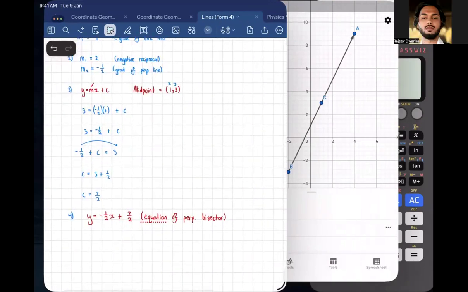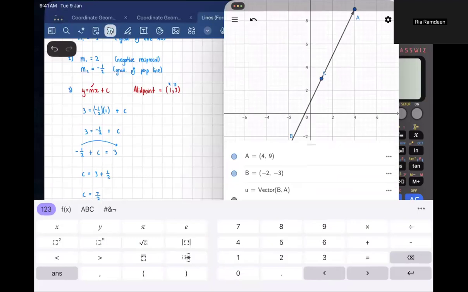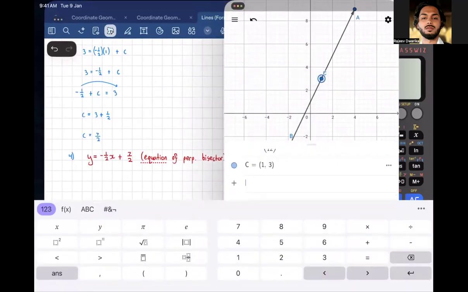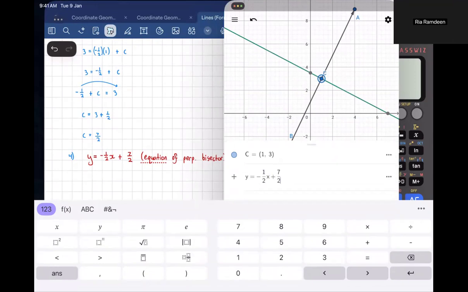And Ria, let me just say you still have trust issues, right? If I put in that equation here, shouldn't it give me a line that looks like it's passing through C and is 90 degrees to AB? Let me see. So y is equal to negative a half x plus 7 over 2. Are we correct? Does it look correct? Yep. Sienna, you okay?